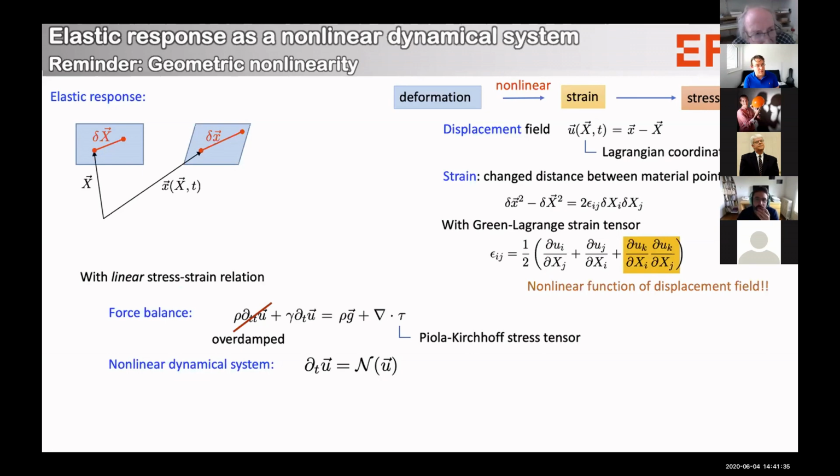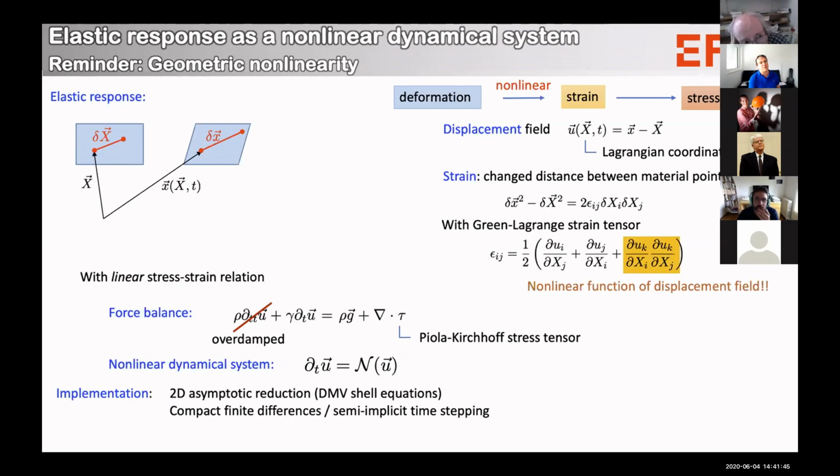Good. So we are working here with shells. What did we practically do? We took the appropriate 2D asymptotic reduction of 3D elasticity, the so-called DNV shell equations, and put them on the computer, using finite differences and semi-implicit time stepping. Now that we can integrate these equations forward in time, we can do what we wanted to do. We want to construct these nonlinear equilibria on the basin boundary of the unbuckled state. Again, we cannot just guess them, so we have to do something smarter.